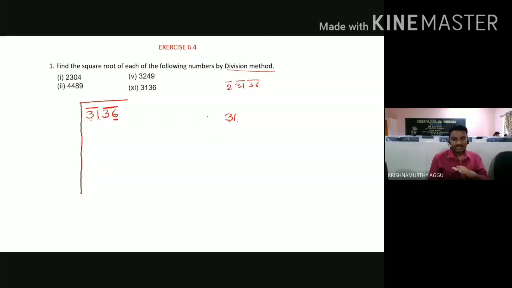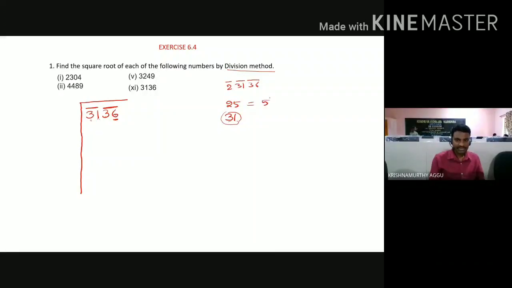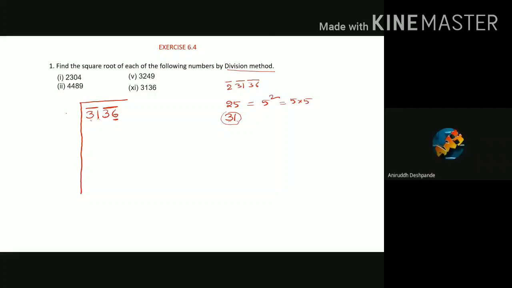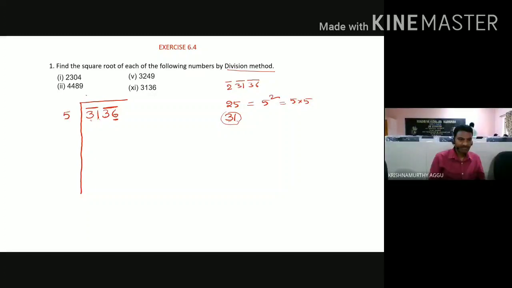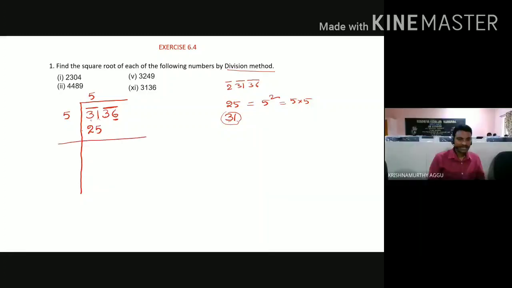So which is the perfect square number before 31? 25, sir. 25 is 5 square. 5 square can be written as 5 into 5. So you can select 5 times how much? 25. 5 fives are 25, sir. Next subtraction. 31 minus 25 is 6.